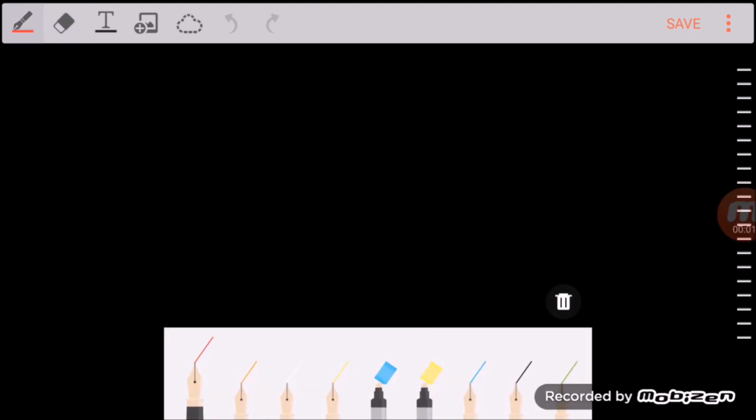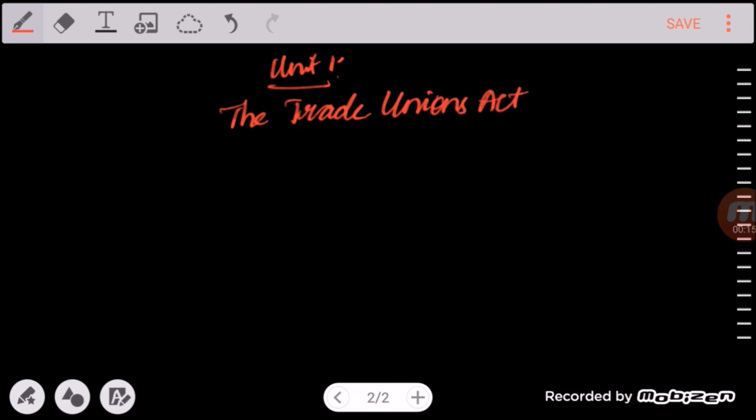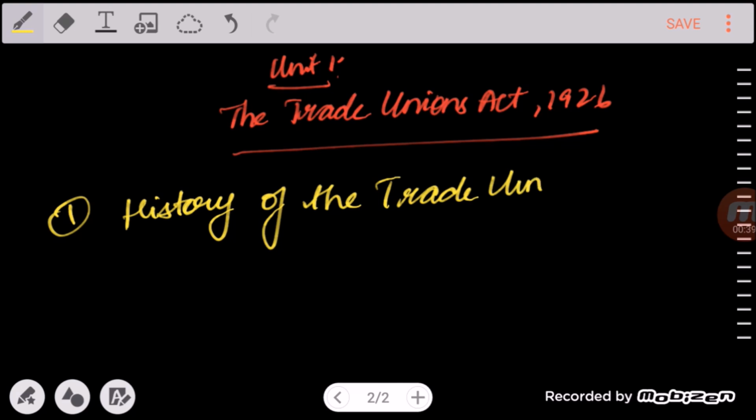Let's start with Unit 1, which is the Trade Unions Act, 1926. First question: history of the trade union movement in India.